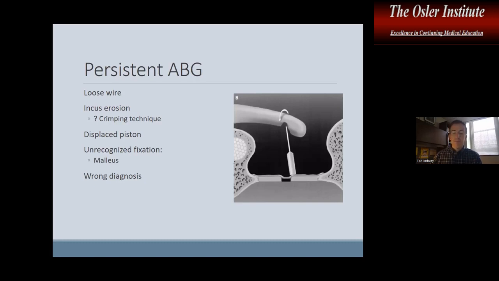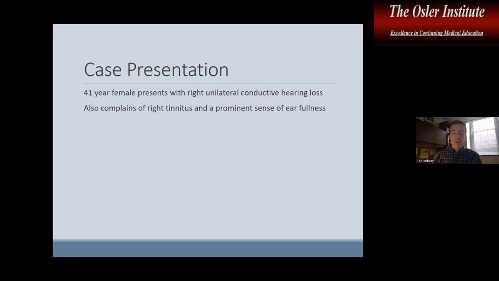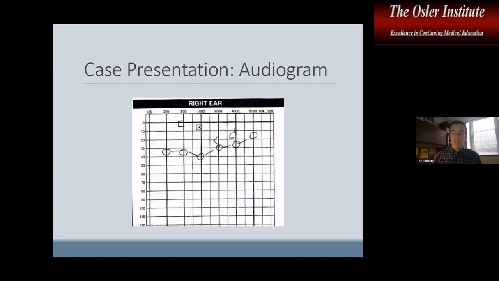So, kind of wrapping up here, the final case presentation goes into this a bit further. We have a 41-year-old female that comes to your clinic complaining of a right-sided conductive hearing loss. They also have some symptoms of tinnitus and ear fullness. And so you do an exam, it's normal.